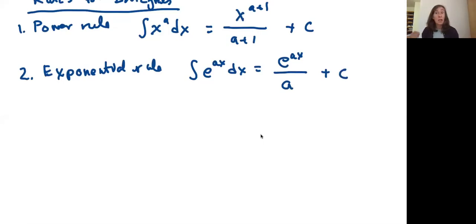Okay. And again, you can check all these rules. Just take the derivative of e to the ax over a, and it will be the 1 over a constant, the a from the chain rule, the derivative of the inside, times e to the ax. The a's will cancel out, and you'll get back the function that you started.